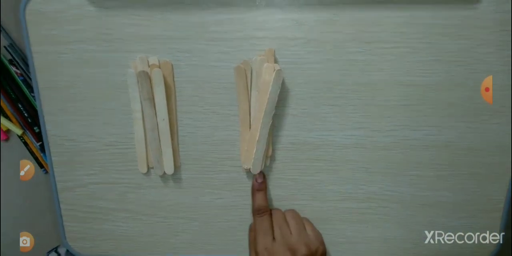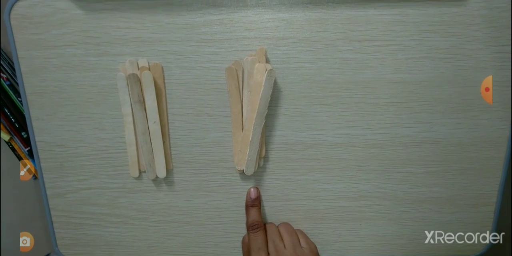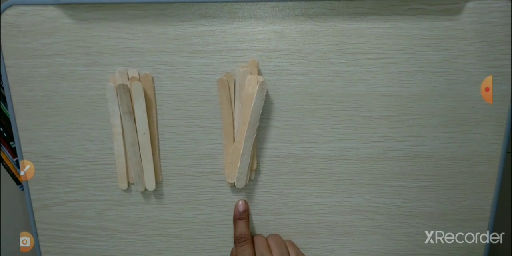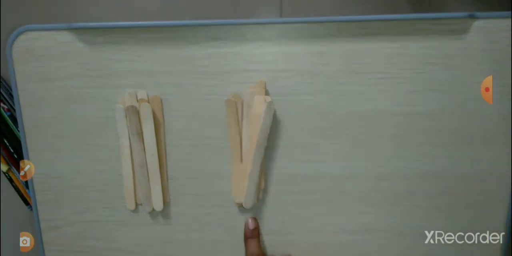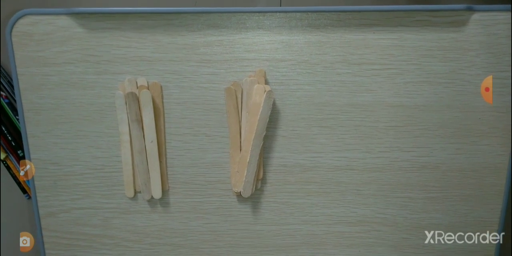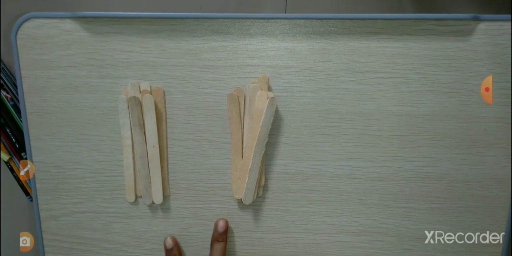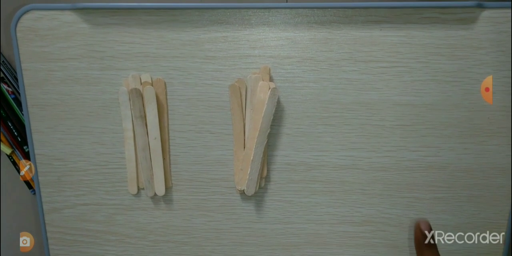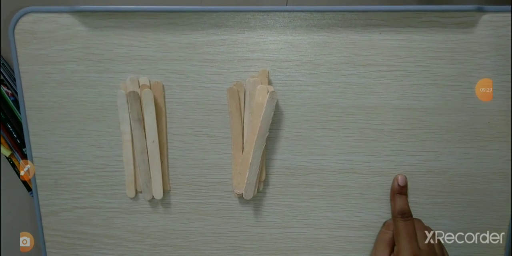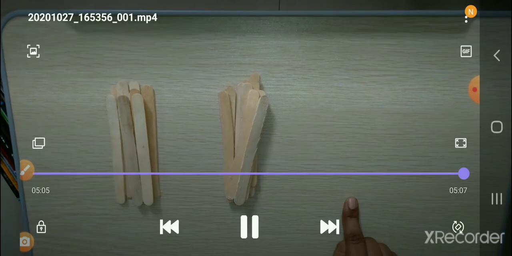Again, one more bunch of ice cream sticks. So here, how many tens do we get? 2 tens. There are 2 bundles of ice cream sticks of 10 each. So we get 2 tens of ice cream sticks. And how many ice cream sticks are left? Nothing. So it is 2 tens plus 0 ones. 2 tens plus 0 ones, that means 2 and 0, 20.